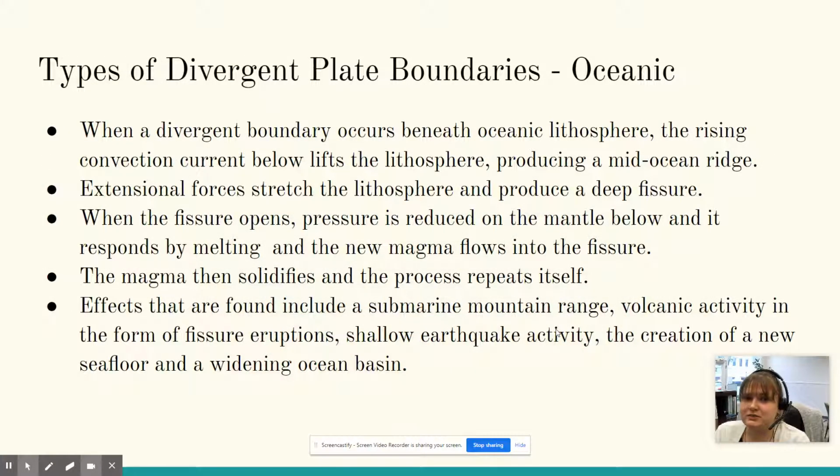Now there are two types of divergent plate boundaries. There's oceanic and continental. We're going to get into both of those. So the first one we're going to do is oceanic.